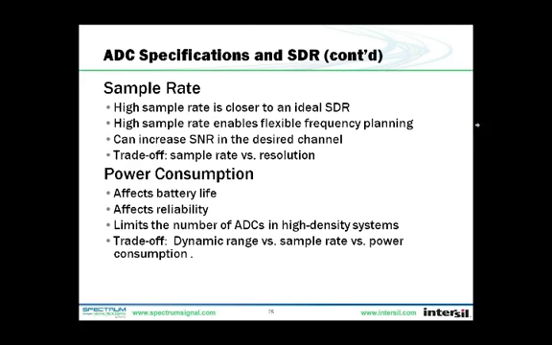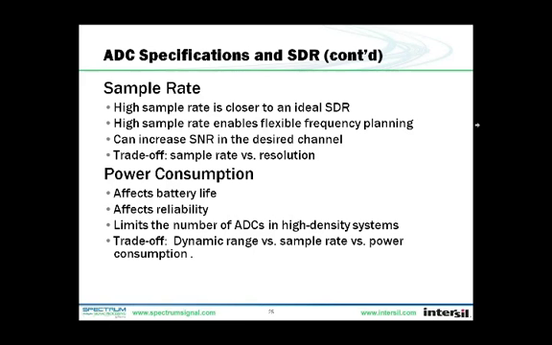Next, the sample rate. In general, a higher sample rate moves us closer to the ideal SDR, where, for example, you have the ADC connected directly to the antenna. It determines how much bandwidth can be digitized, allowing more flexible signal processing. A high sample rate enables flexible frequency planning by moving the aliases farther apart, including the aliases of the harmonics that Ed mentioned in his last slide. A high sample rate can also increase the SNR in the desired channel because you have some oversampling gain.